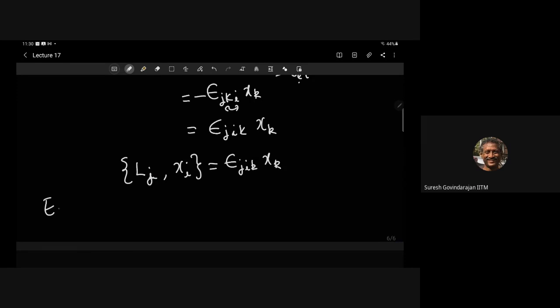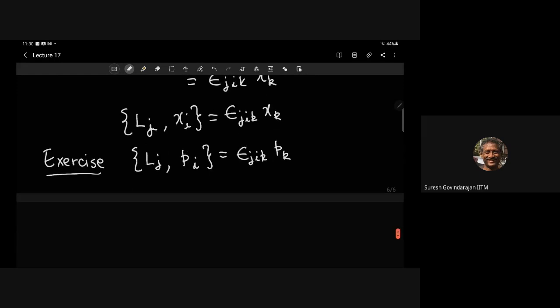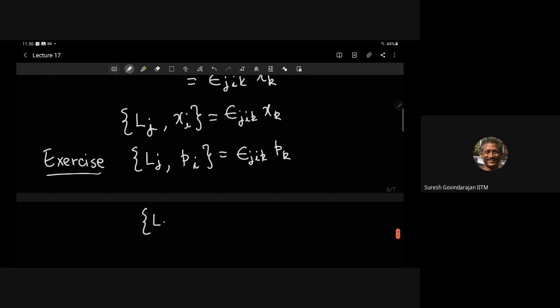So an exercise for you is the following. I'm replacing x with p now, and the answer is very interesting. It's the last one which I will write. What do you think is the answer?